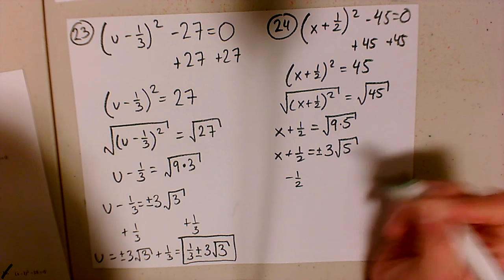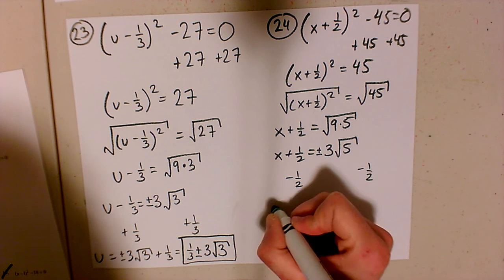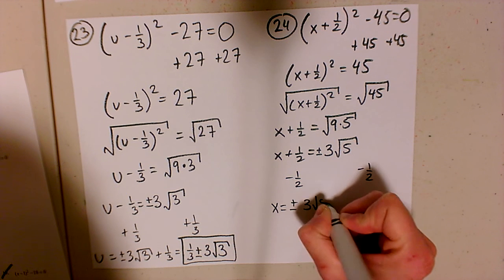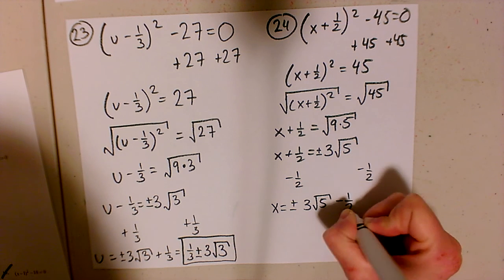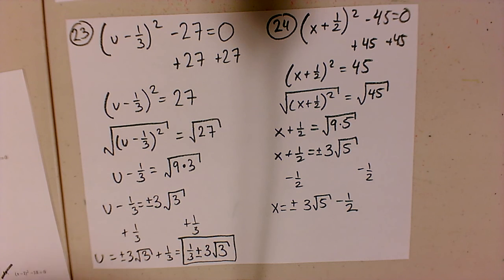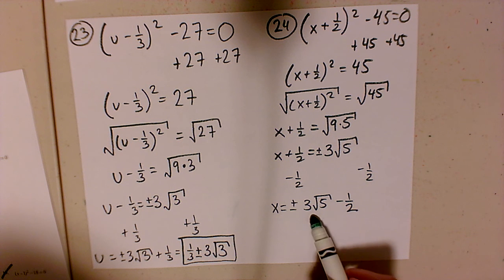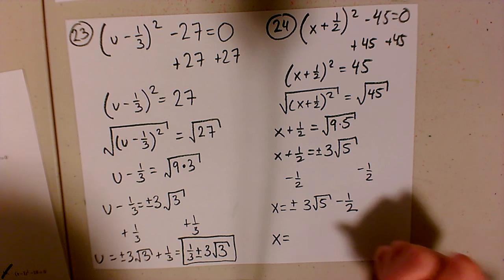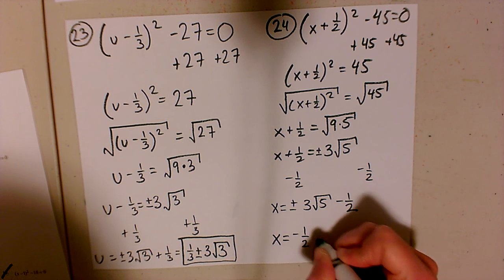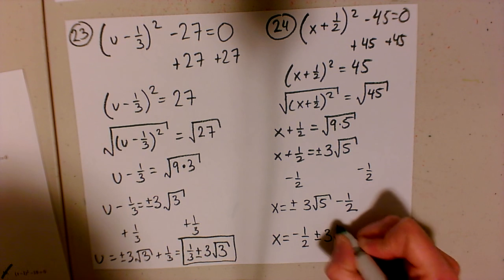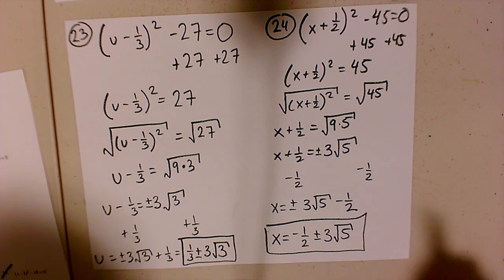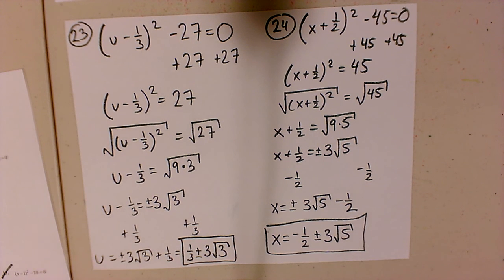So let's subtract 1/2 from both sides, and then we get x is plus or minus 3 root 5 minus 1/2. Okay, now remember, we'd really like to have our radical at the end and have our negative 1/2 first, so we can rewrite this as x is negative 1/2 plus or minus 3 root 5. And that's our answer, and we're all done.